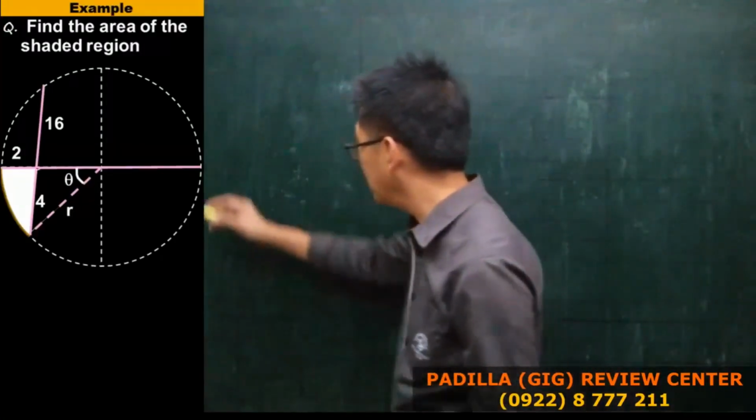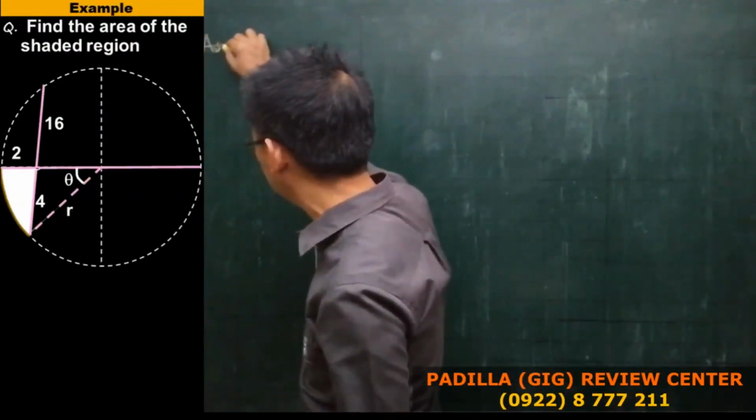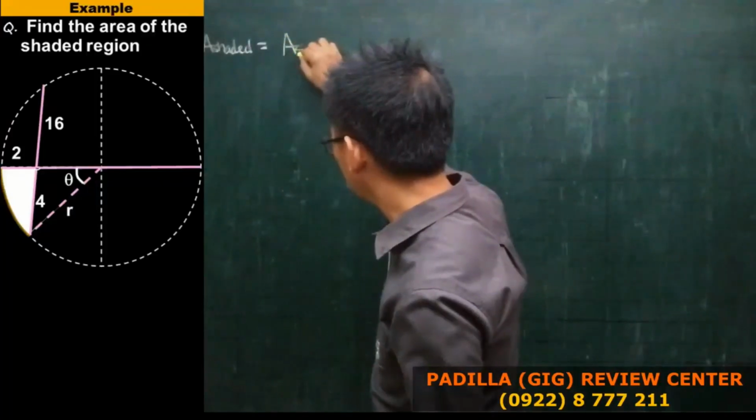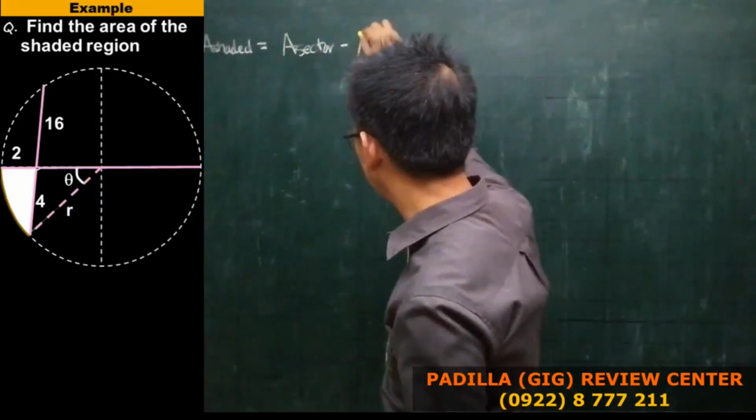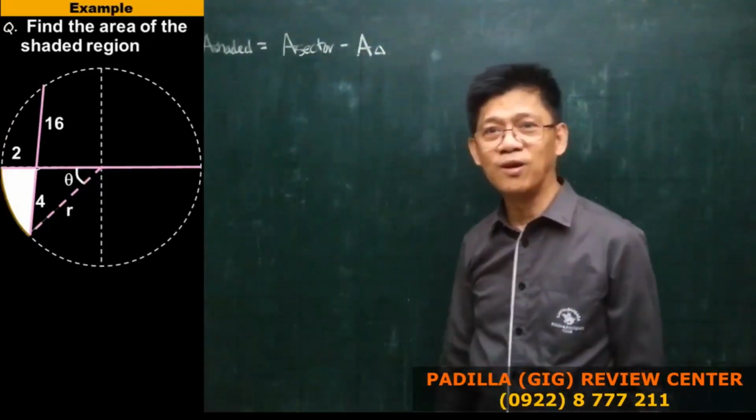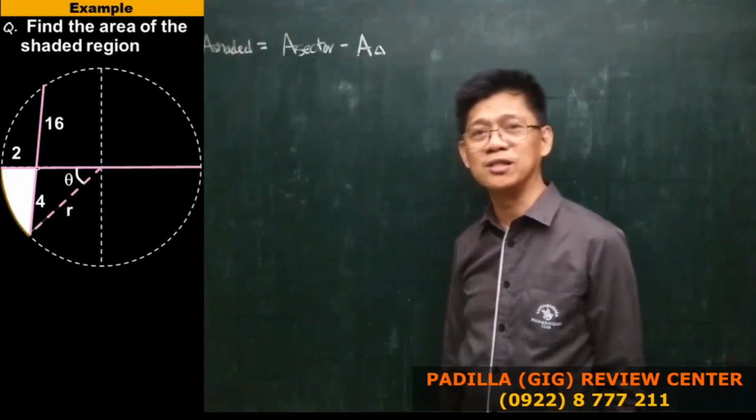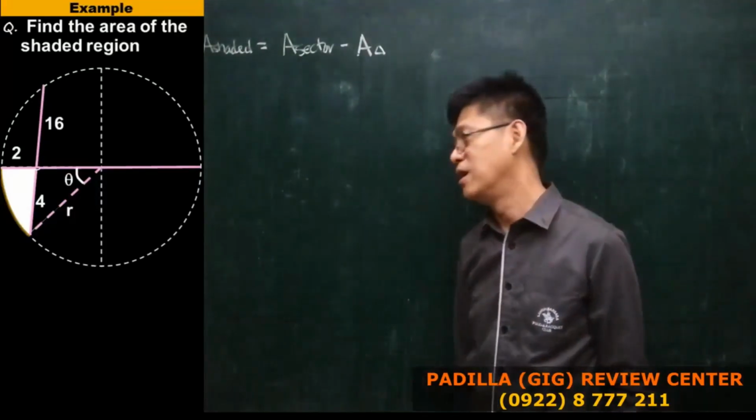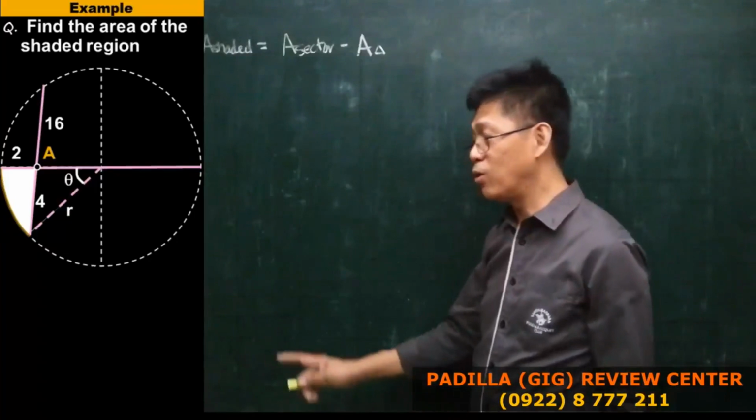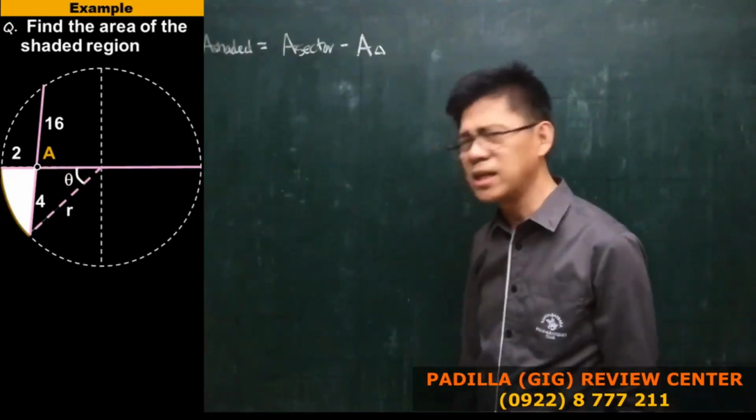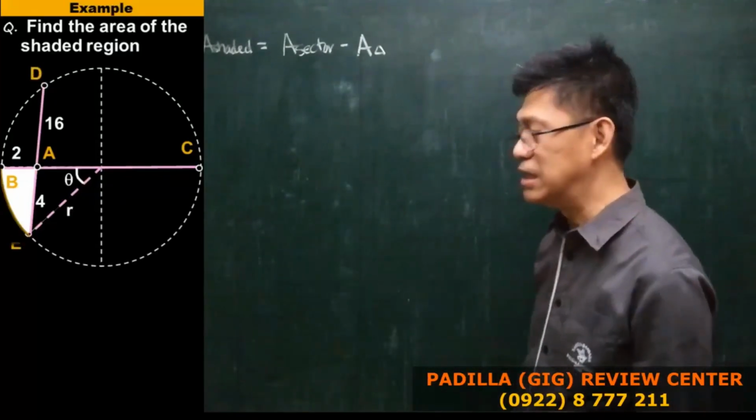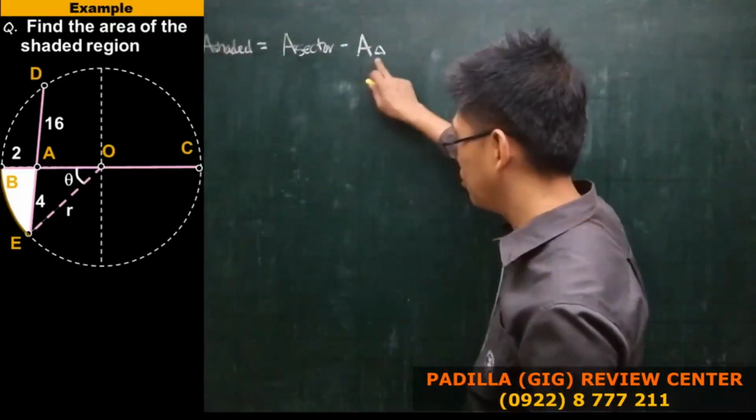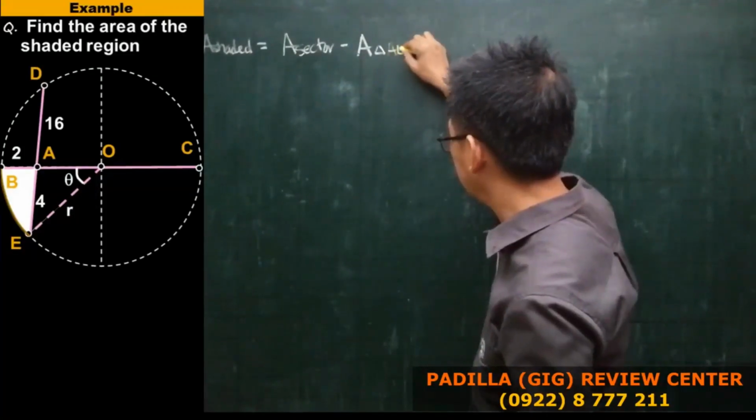Notice here that the area of the shaded region is equal to the area of the sector minus the area of the triangle. For reference, let us put points here. Let's call the point of intersection of the two chords, with segments 16, 4, 2, and 1 unknown, as A. We call the chords the diameter BC and the other chord DE. And let me call the center as point O. So this triangle is triangle AEO.